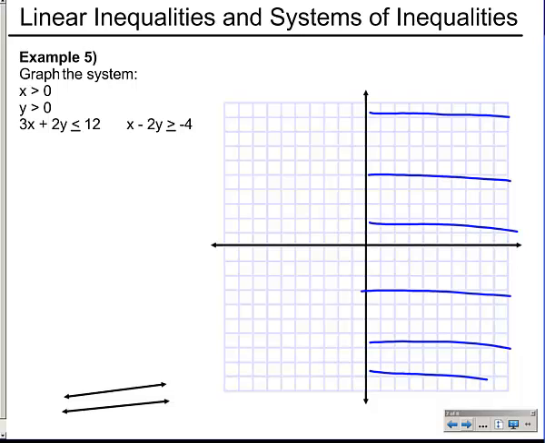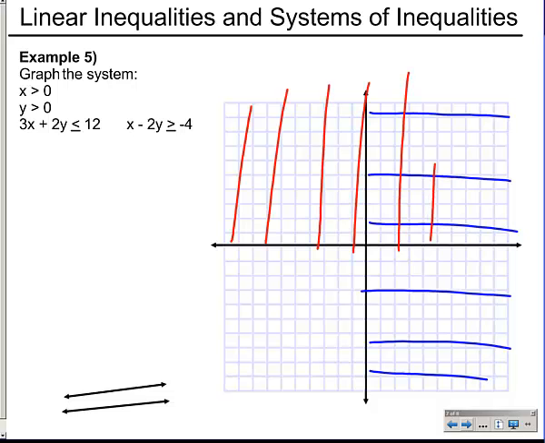And for the y is greater than 0, that'd be a horizontal line at 0. So I'm looking for solutions that are greater than, which would be on this side. And you can see we have some overlapping. So far our solution only exists in quadrant 1, but I still have to graph the other two. So I'm going to put them in slope-intercept.